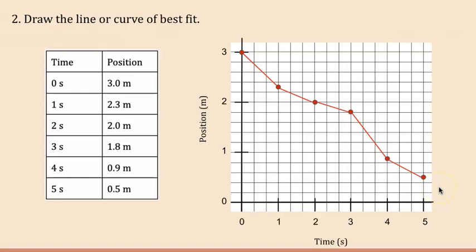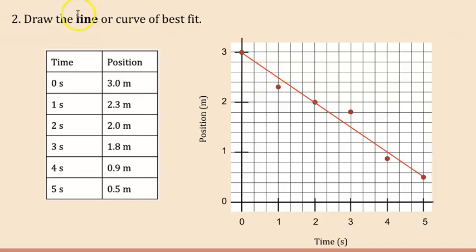First, I'm going to give you an example of what not to do. You should not connect each individual dot to the next dot like this. This is correct in some science classes, but in physics, you will not get credit for doing this. This is what you should do instead.